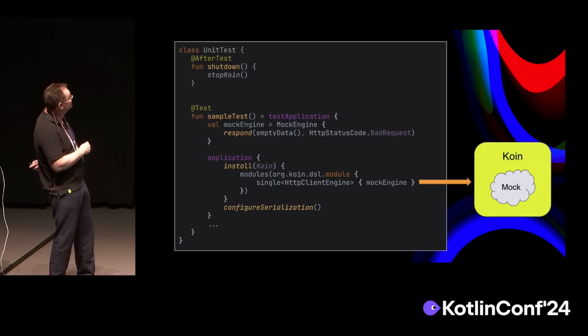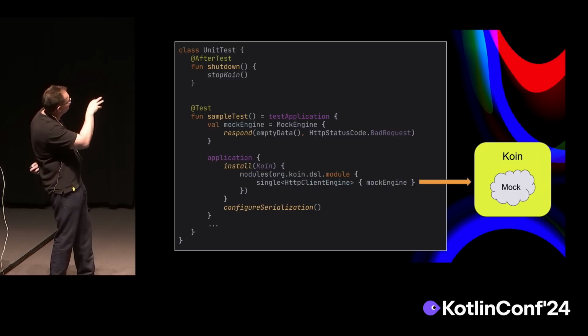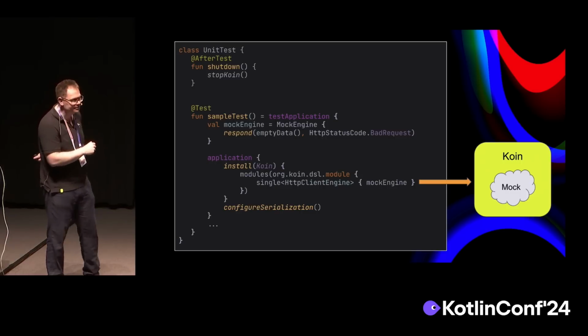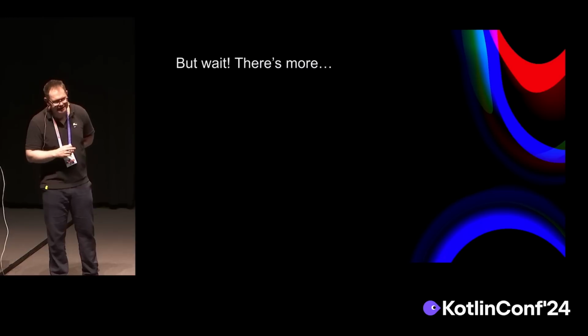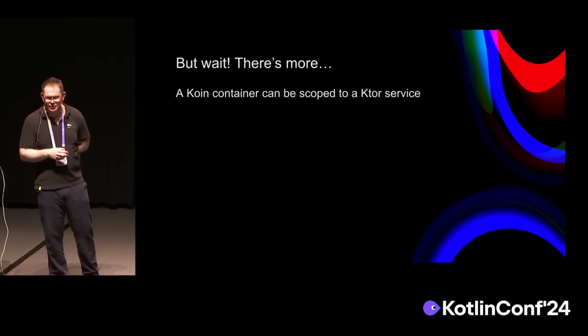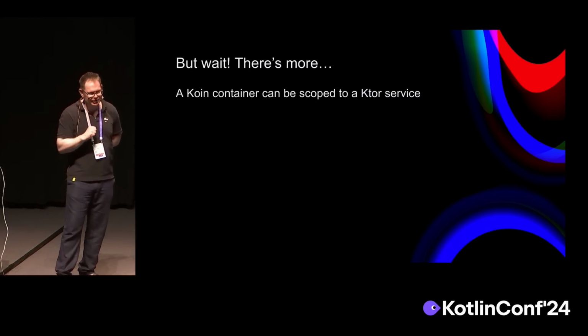So here we're defining the mock engine that we saw in the previous example, but it's all in one block of code there. But all good. So there are many different options in the way that we use Koin. Again, we're just scratching the surface.